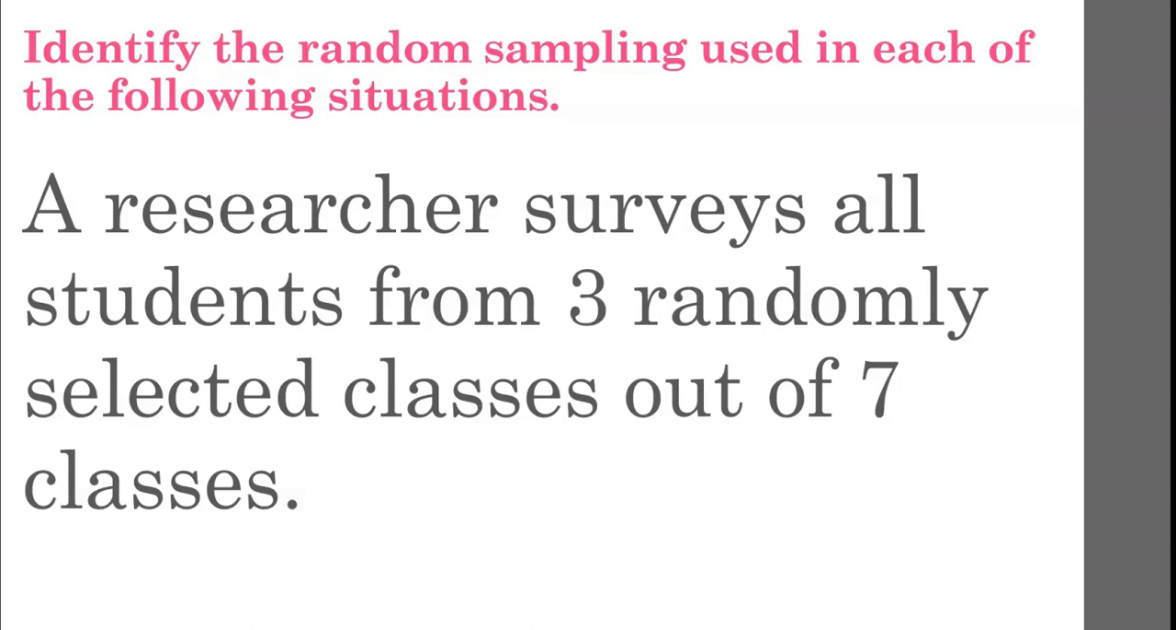Next, a researcher surveys all students from 3 randomly selected classes out of 7 classes. This situation represents cluster sampling since we have 7 classes, and out of those 7 classes we randomly pick 3 classes, and all the members of those classes are our samples.